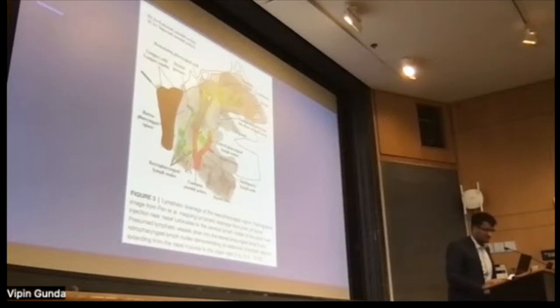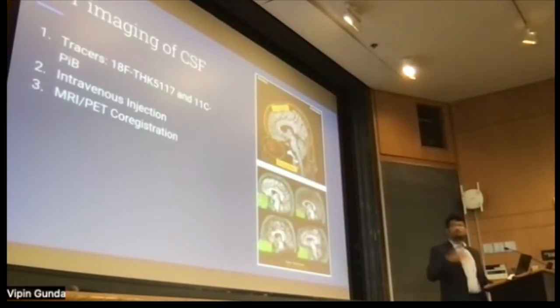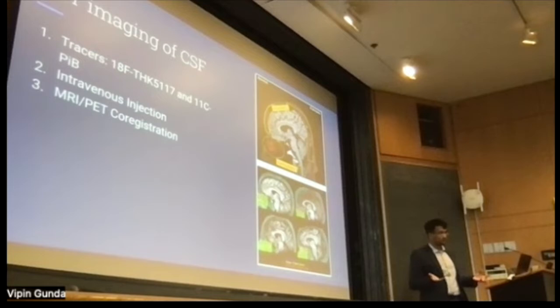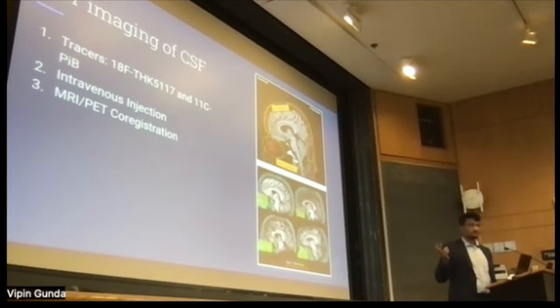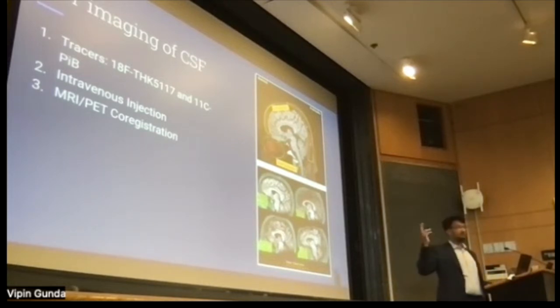How do we test this? Our primary method of testing this was through PET imaging. Essentially, we took two tracers, 18F-THK-5117 and 11C-Pittsburgh compound B. Both of these tracers are beta amyloid and tau tracers of CSF. So wherever these two tracers go is theoretically where the beta amyloid and the tau is going within the CSF. If CSF clears into the nose, then we should theoretically be able to find these tracers going into the nose after you inject people with it, with PET imaging.